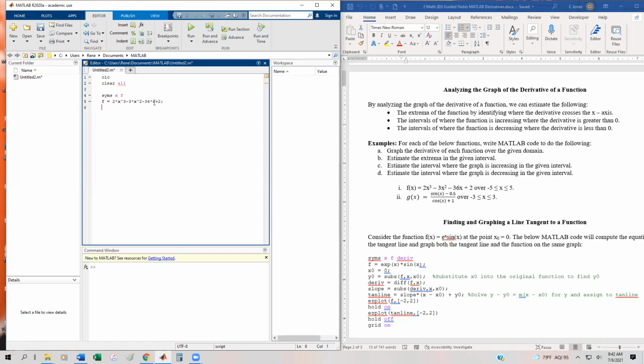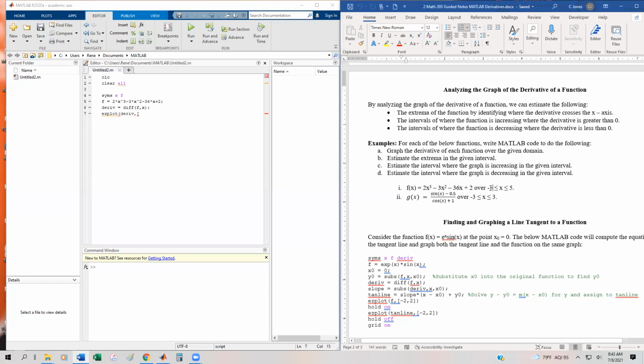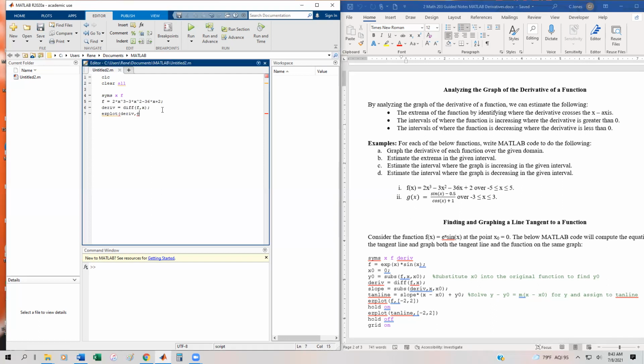So we're going to say deriv is going to be equal to diff of f comma x, with respect to x. Remember, deriv is a new variable and diff(f, x) is the command. And then we're just going to plot. We're going to do our ezplot, and we're going to plot the derivative over the interval from -5 to +5. Remember we have these brackets, -5, 5.